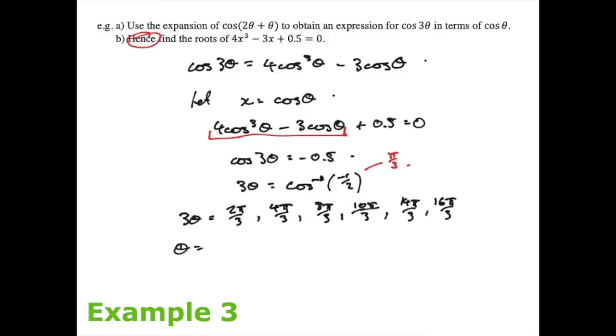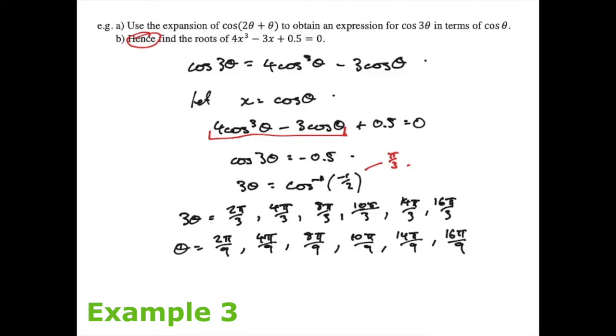And then I'm going to divide everything by 3. So I'm going to have 2 pi on 9, 4 pi on 9, 8 pi on 9, 10 pi on 9, 14 pi on 9, and 16 pi on 9.